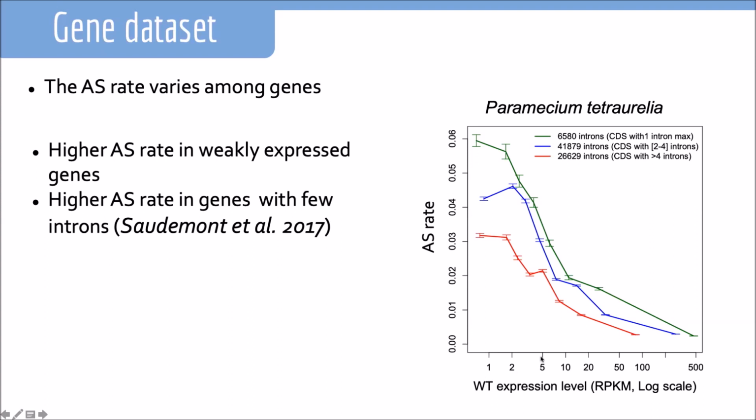What we did is that we binned the introns according to the expression level of the genes in which they are located. And we computed the average rate of alternative splicing per bin. And as you can see, introns located in highly expressed genes show a much lower rate of alternative splicing than introns located in weakly expressed genes. So the rate of alternative splicing varies among genes.